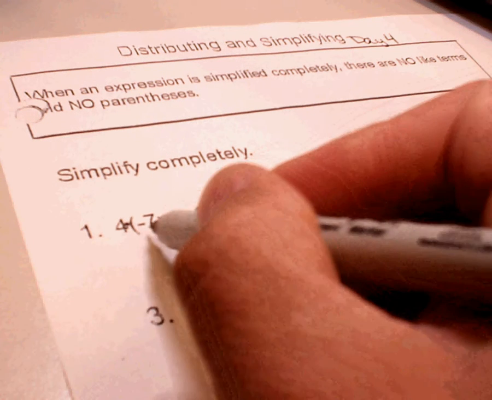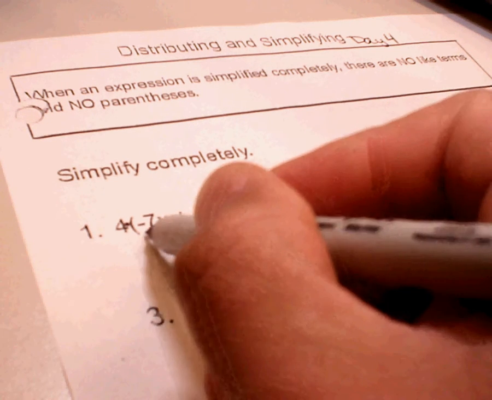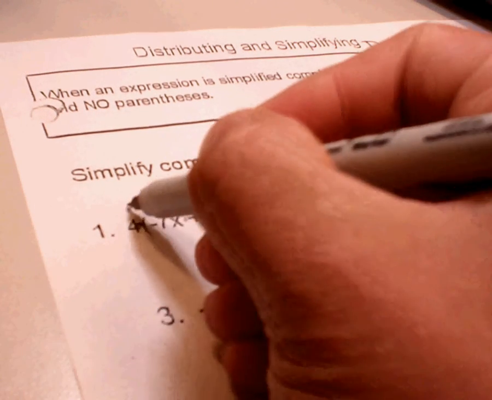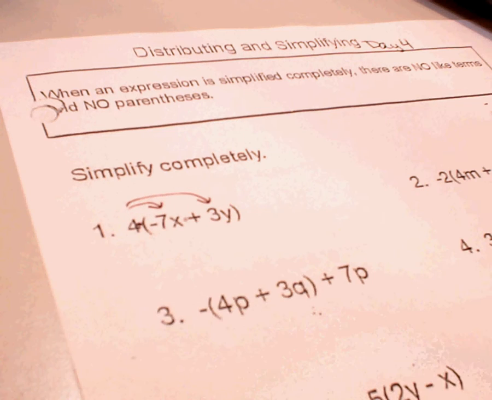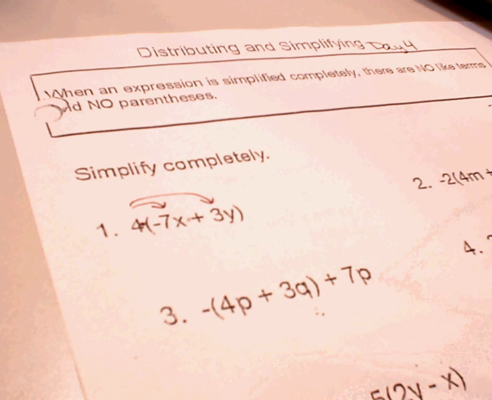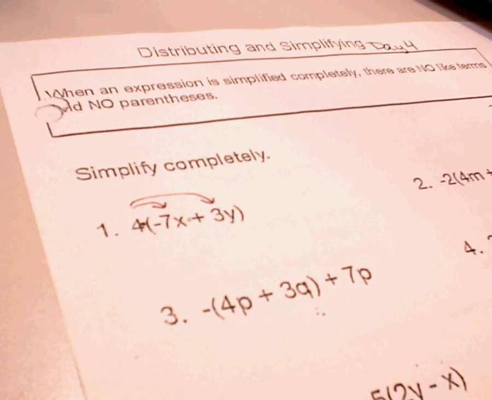Terms in here are negative 7x and 3y. We will distribute the 4 to both negative 7x and 3y. I will multiply 4 by negative 7x and I will multiply 4 by 3y.